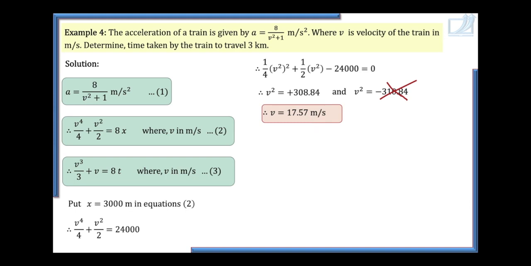But that is not asked in the problem. You are asked the time taken by the train to travel 3 kilometers. You want to know t. So which is that velocity-time relation? Equation 3. So put v is equal to 17.57 meters per second in equation 3 and you will get t. So this is the time.